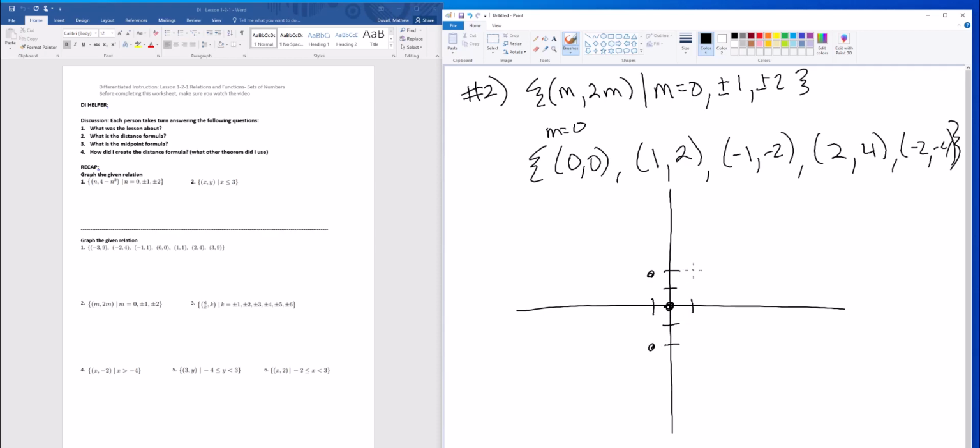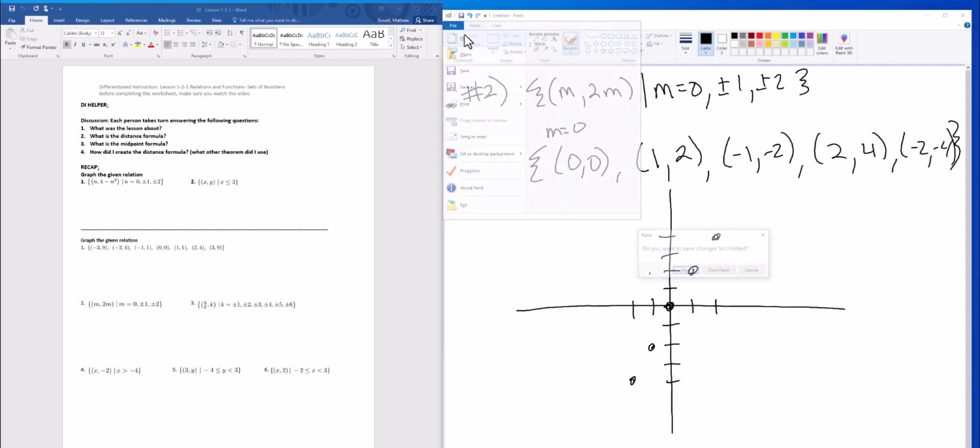So wait, whoops, we got 1, 2. Ah, that doesn't exist. We got 2, 4, and -2, -4. For number 3, same idea. Plug in k, +1 for k, plug in -1 for k, plug in +2, and you're going to create your points to be able to go through and graph it.